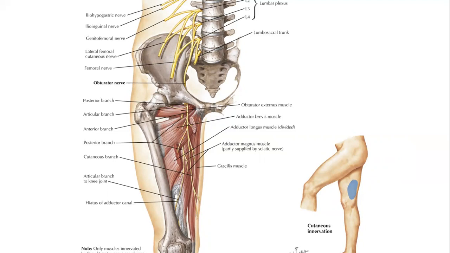Nerve supply of the adductor brevis is obviously by the obturator nerve, and as you can see in this diagram, it is arising from the ischiopubic rami and getting attached over the upper part of the linea aspera just beneath the attachment of the pectineus muscle.